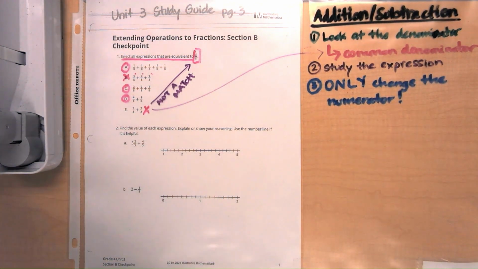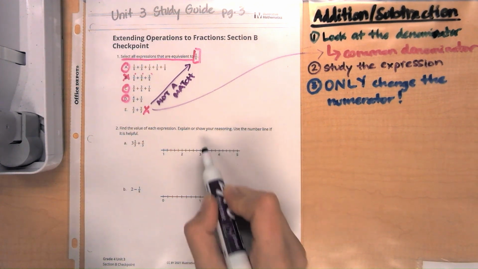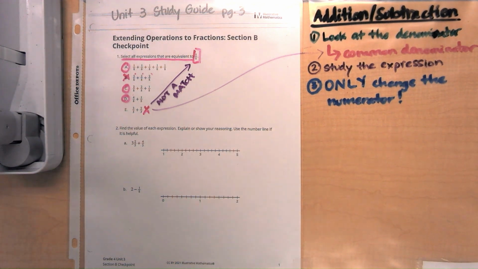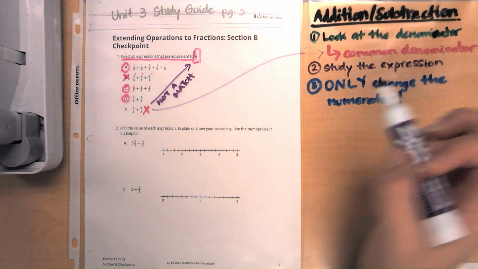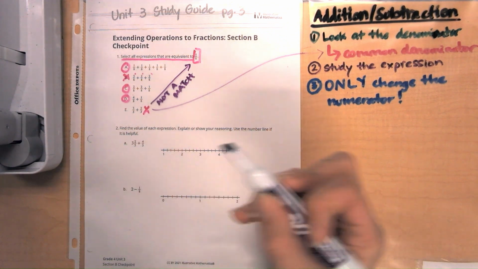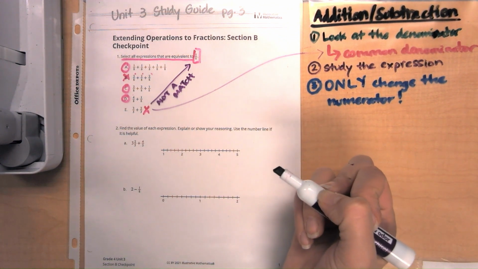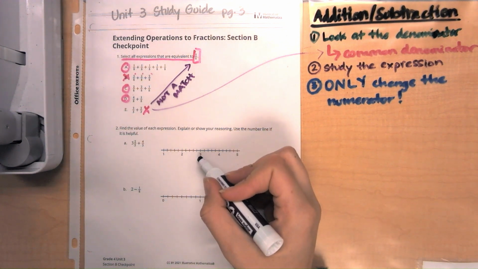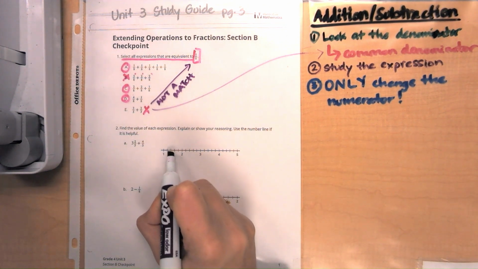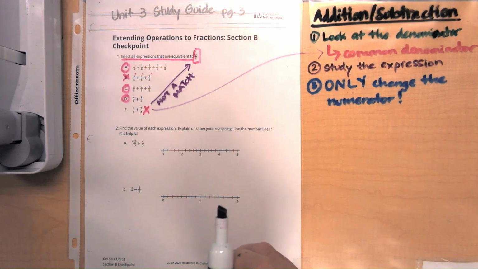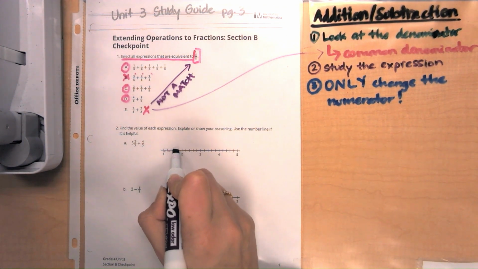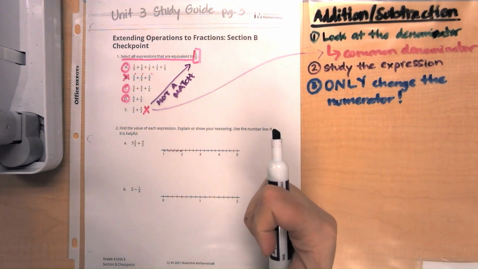Next, number 2. Find the value of each expression. Explain or show your reasoning. Use the number line if it's helpful. So it's kind of nice that we have a number line here. First thing we need to do, we're going to study the expression. Where do we start? When we study the expression, for a number line especially, where do we start? So we have 3 holes, 1, 2, 3, and we know we got to check and make sure this number line is cut into fifths, because sometimes they'll try to trick you and they'll cut it into something else. 1, 2, 3, 4, 5. We got fifths, so we're good there.